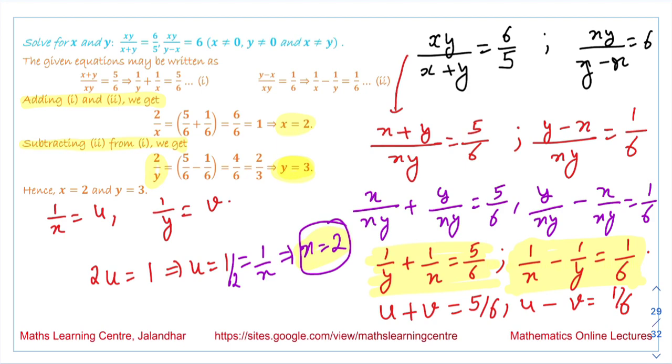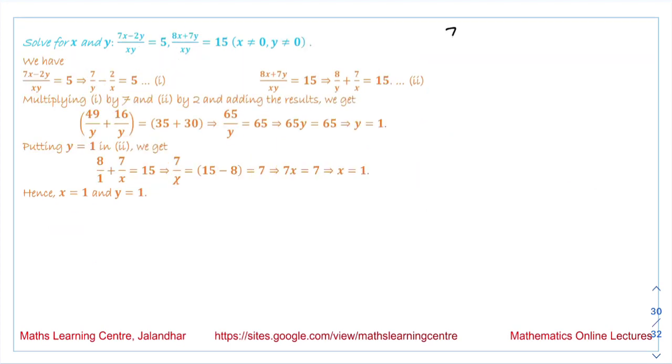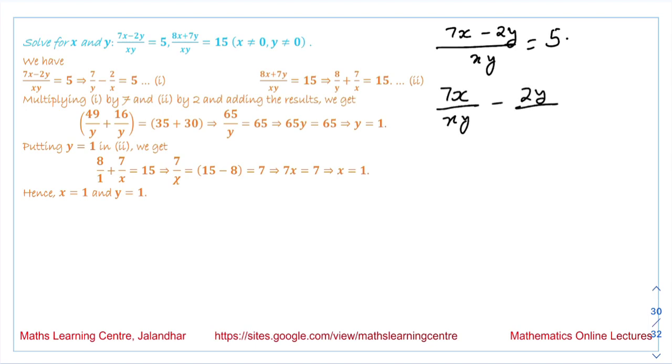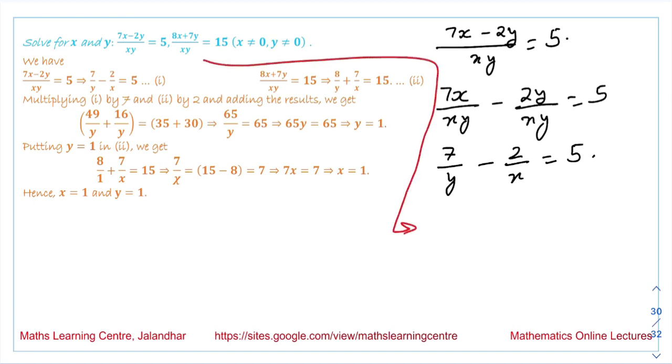Now in this question, again we have 7x minus 2y over xy is equal to 5. We write it as 7x over xy minus 2y over xy is equal to 5. So we get 7 over y minus 2 over x is equal to 5. The second equation will come in the form 8 over y plus 7 over x is equal to 15. We are talking about these two equations over here.